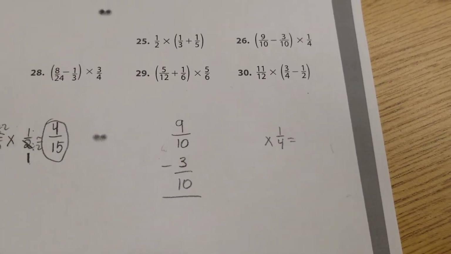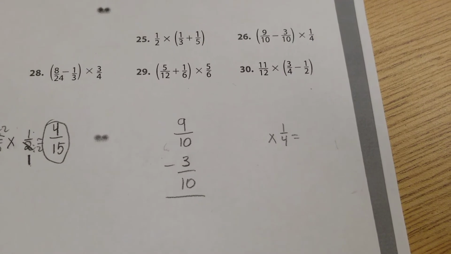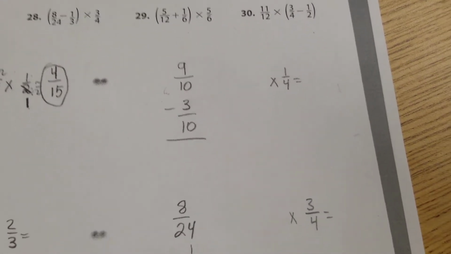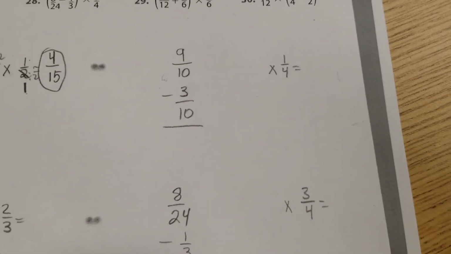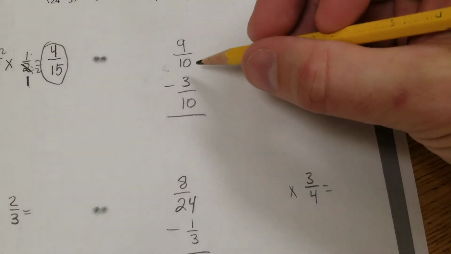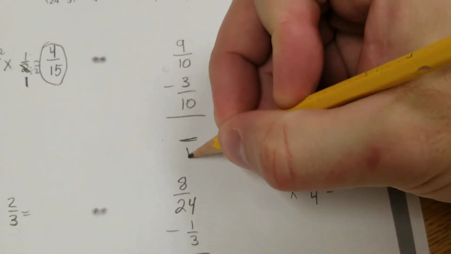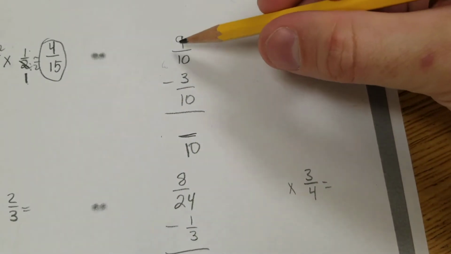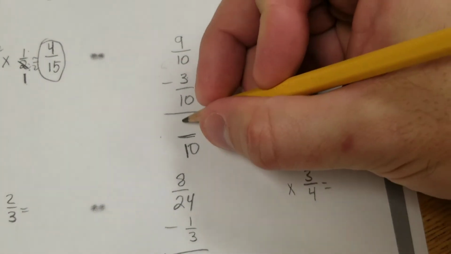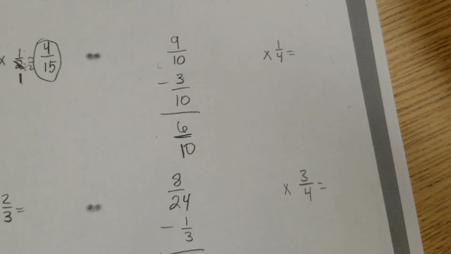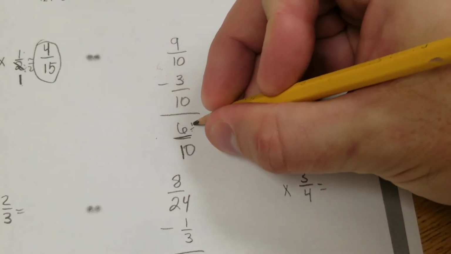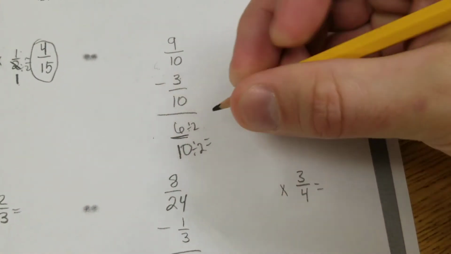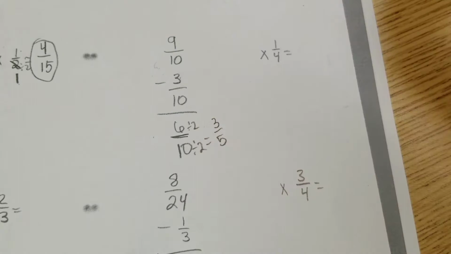For number 26, we have 9/10 minus 3/10 in parentheses times 1/4. So I've rewritten this, 9/10 minus 3/10. This is nice because we have tenths and tenths, so we can go ahead and subtract. Top number minus top number, 9 minus 3 is 6/10. I know that isn't simplified yet. If you want to go ahead and simplify it, that's fine. 6 and 10, we can divide them both by 2, which is 3/5.